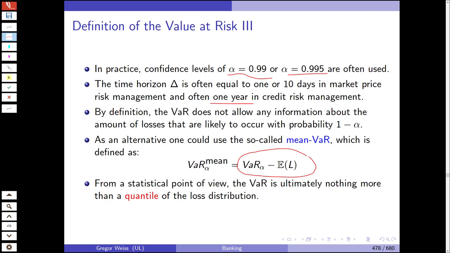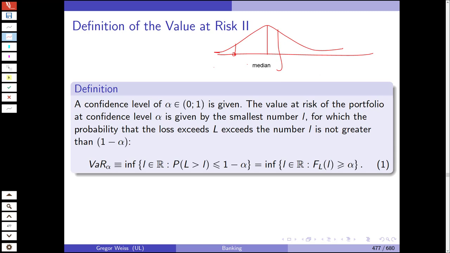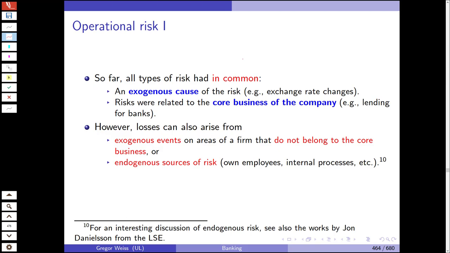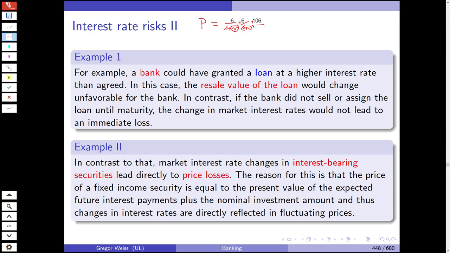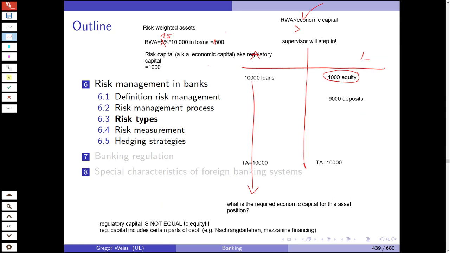It's a very simple tool from statistics, but this is famously used in financial risk management as a proxy for the risk. And you can see how it makes sense if we go back to our toy example of a bank's balance sheet. To calculate our risk exposure, the risk-weighted assets, what did I do? I took the complete credit risk exposure and I multiplied it with 5%. And I could also say, let's not look at 5% times 10,000, let's simply use the 99% VaR of loans.